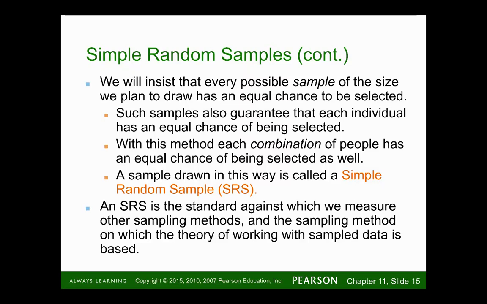Color of marbles in a bag. If I have 40 blue marbles and 3 red marbles, and I take a random sample, I'm going to get more blue than red. Does that make sense? So a lot of times we want to try to figure that out too. With the method, each combination of people has an equal chance of being selected as well. So even though I've got more red and blue, or whatever the proportions are, if I replace all the marbles every time, it's totally random. So that's where they're going with this.